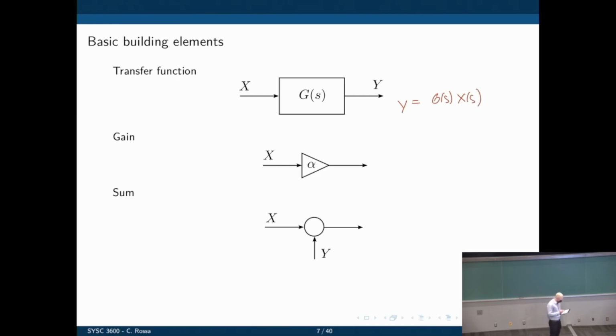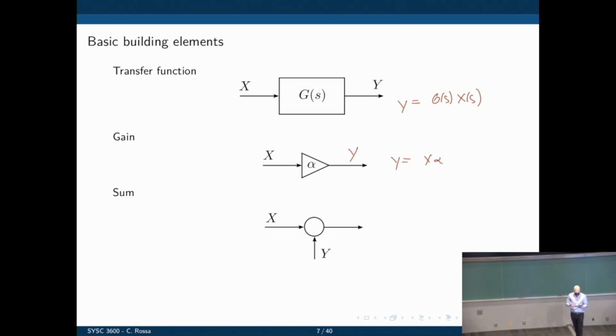Right, the second one is also multiplication, but because it's not a function of s, we're going to call that a gain, and the gain is represented by a triangle. The triangle just tells us that it is not a function of s, it is simply a multiplication. So if you call this signal y, we have y equals x times alpha.